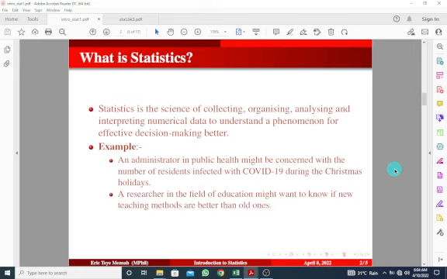So let's take another example. A researcher in the field of education might want to know if new teaching methods are better than old ones. So this is going to be a typical example of an experimental study because for us to decide whether the new teaching method is better as compared to the old teaching method, we are supposed to impose some conditions on the experimental unit, right? We are supposed to assign some students to the new teaching method and assign some students to the old teaching method, later compared to see which of the methods is best, right? So these are just some examples of the experimental study and observational study.